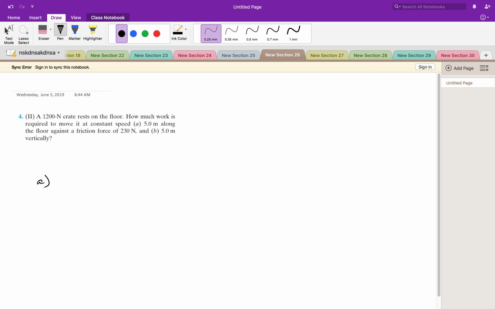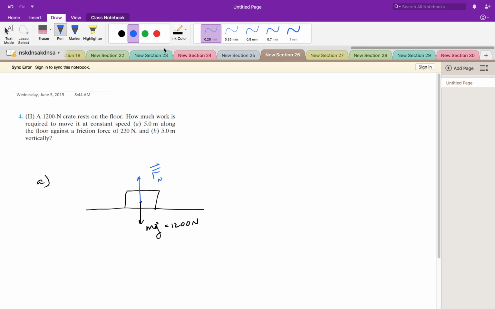Here's the picture. This is the floor, and here's our crate. We know the weight of this thing is 1,200 newtons, so it's going to be pointing down. So mg equals 1,200 newtons. There's obviously a normal force pointing up here, which should be equal and opposite. I didn't really draw those the same length, but let's pretend they are.